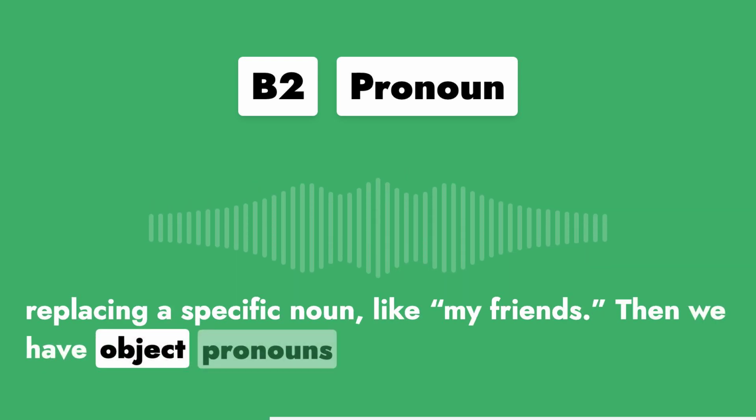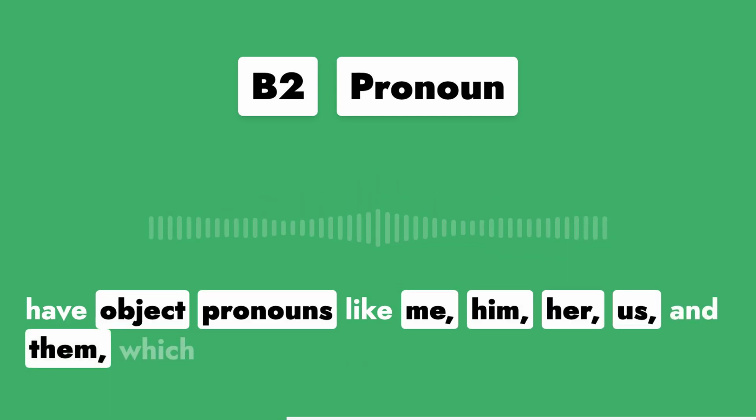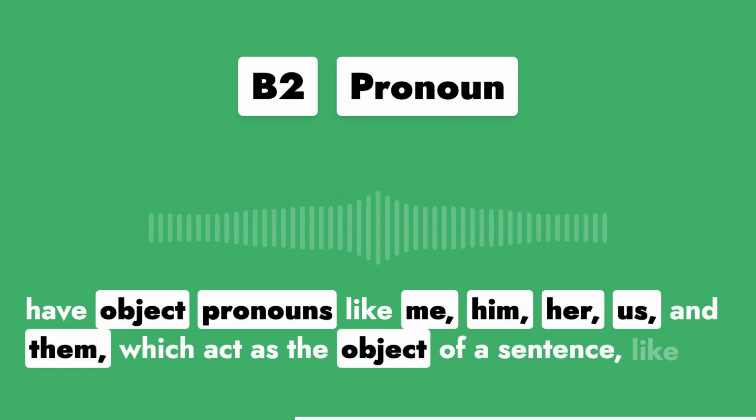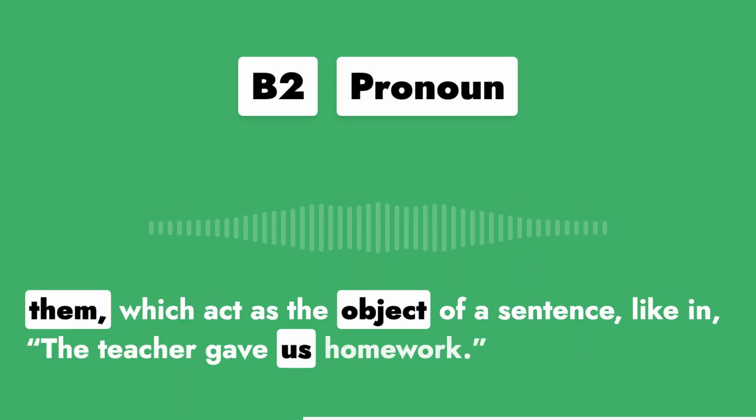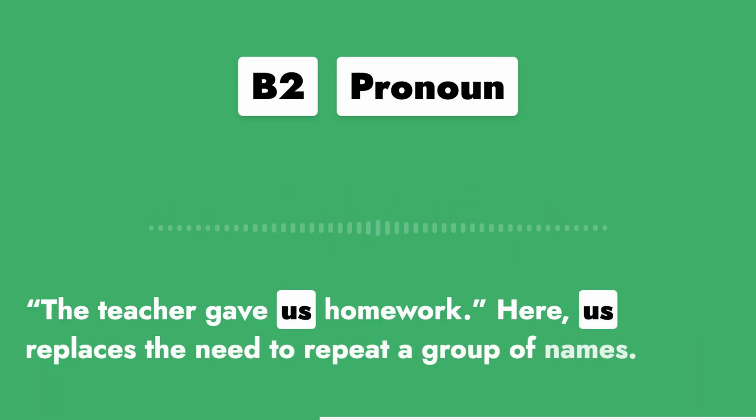Then we have object pronouns like me, him, her, us, and them, which act as the object of a sentence, like in, the teacher gave us homework. Here, us replaces the need to repeat a group of names.